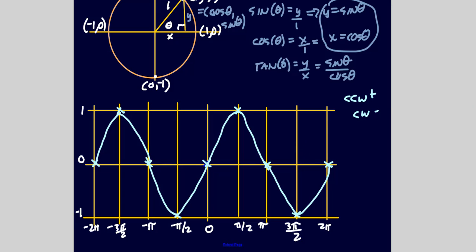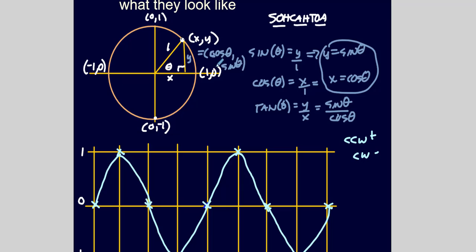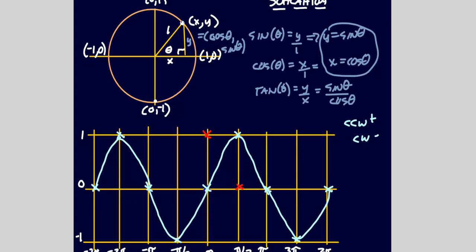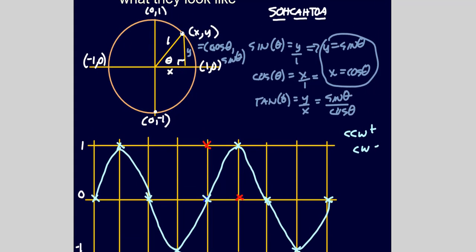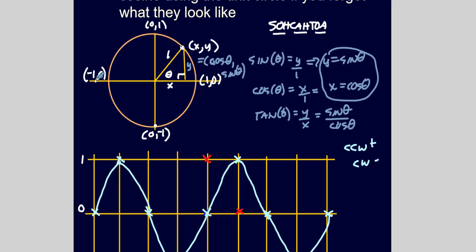Okay, then cosine is the x-coordinates here. So cosine of 0 is 1. Cosine of pi over 2, or 90 degrees, is 0. The cosine of 180 degrees, or pi, is negative 1.